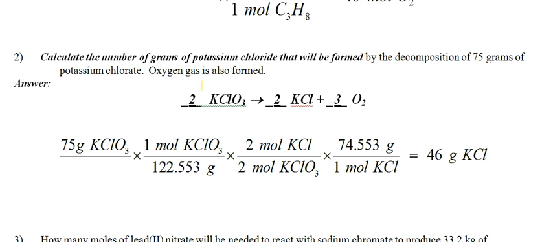Number 2 says calculate the number of grams. Again, one of the first things you want to do: calculate the number of grams of potassium chloride that will be formed by the decomposition of 75 grams of potassium chlorate. Now again, I did not give you the chemical formulas for these, so be sure that you know how to write chemical formulas. Yes, know your polyatomics. Yes, know your 52 elements, names, and symbols. You've got to know these things.